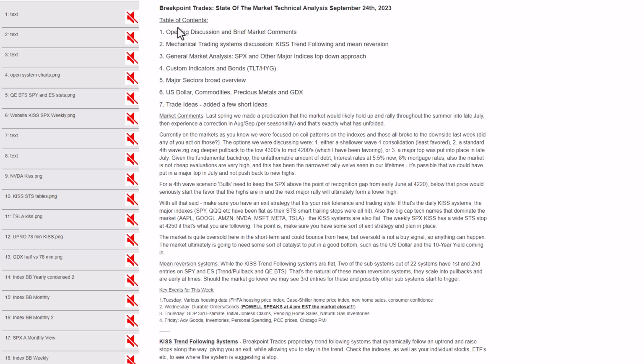But anyway, the newsletter is divided into 7 major sections, same general theme as always: our opening discussion, market comments. We're going to do a deep dive on our mechanical systems, both our mean reversion and our KISS trend following. Then we'll do our top-down approach on the major indexes. We'll look at some custom key indicators. We'll look at some market sectors. We'll look at the dollar, commodities, precious metals, and of course, I'm just going to follow up on some trade ideas, but I didn't offer any new ones this week.